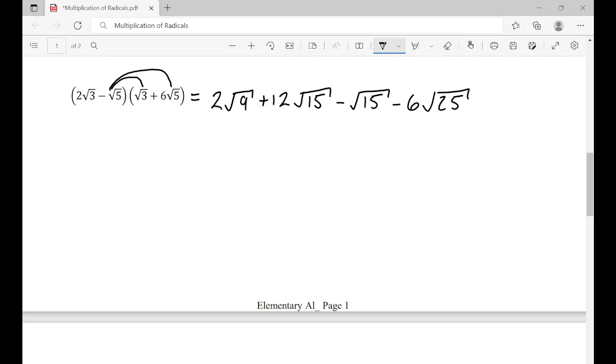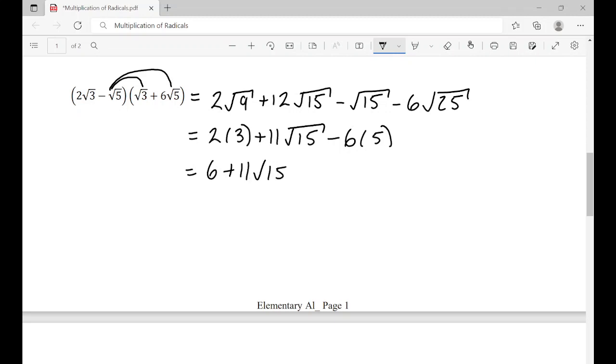Now let's simplify what we can and combine as well. So 2 root 9 is just going to be 2 times 3. Both of these have a root 15 and nothing else, so 12 minus 1 is going to be 11 root 15, minus 6 times the square root of 25, which is 5. So 2 times 3 is 6, plus 11 root 15 minus 30.